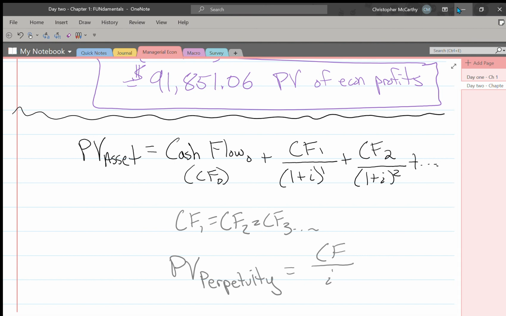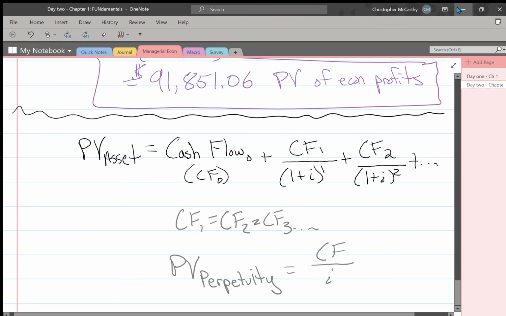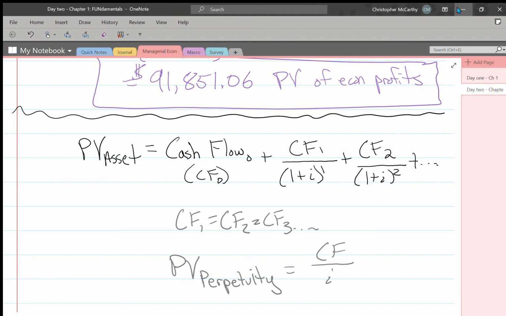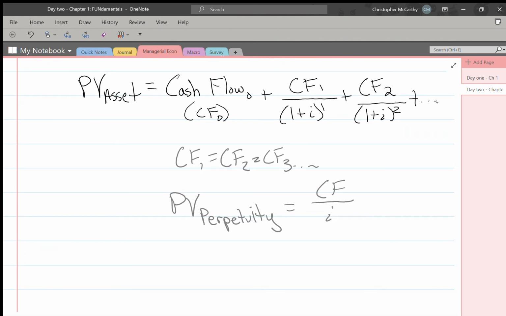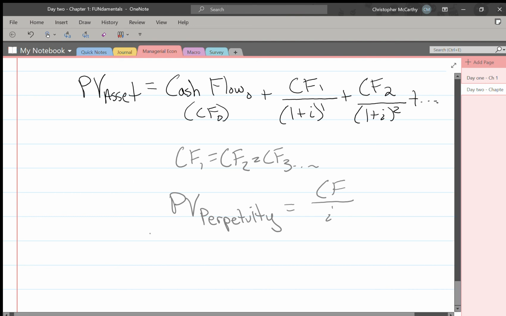So that leads us into, well, this is all great if we're talking about projects, if we're talking about an investment, but this is managerial economics. We're talking about firms a lot of the time, right? So how do we estimate the value of a firm? That's going to be our next part of today.